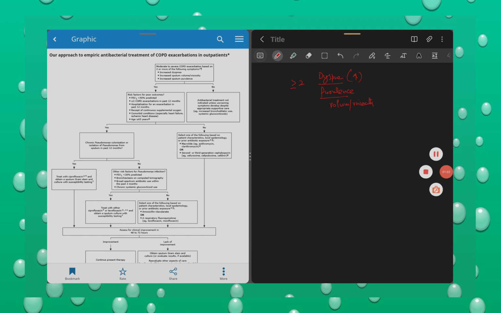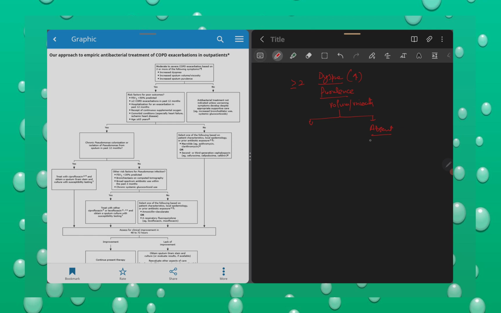And what happens after that, if the person has that, then we can say either these things are present or these things are absent. If it's absent, then antibiotic treatment is not given unless patient's symptoms worsen more. And how will you tell that patient's symptoms have worsened? You can say by two things.